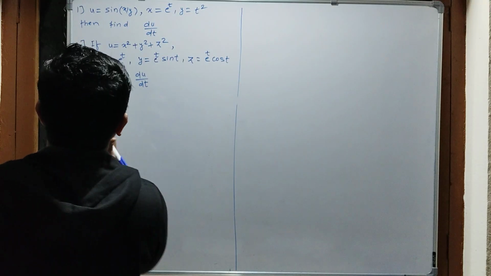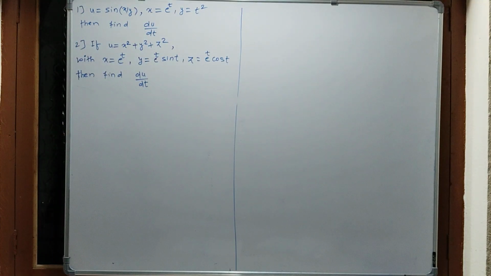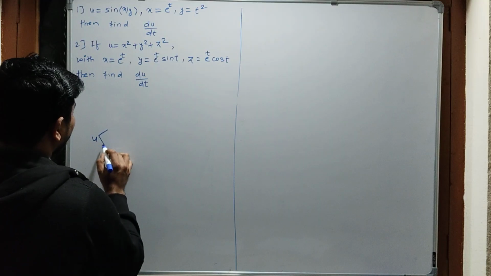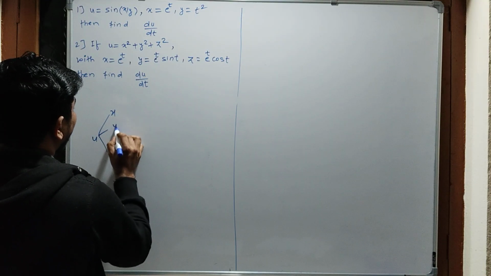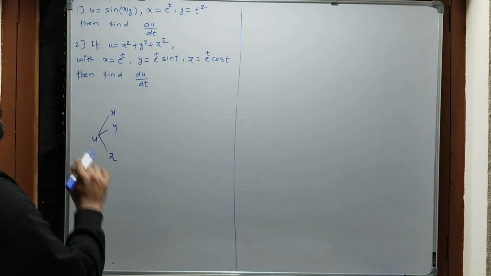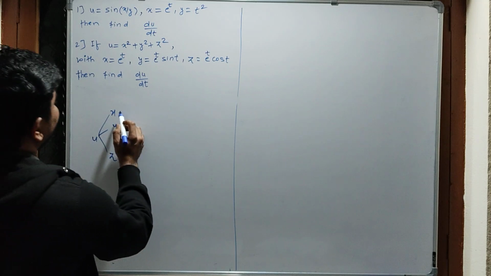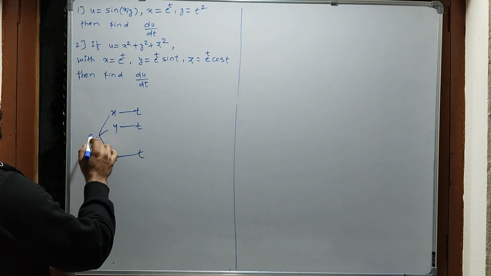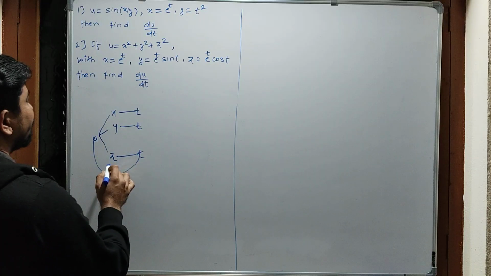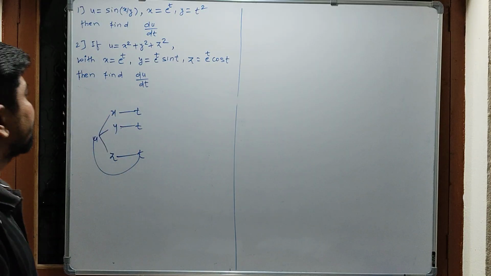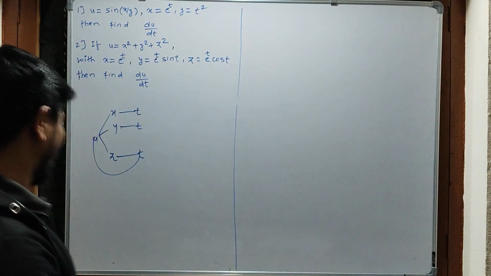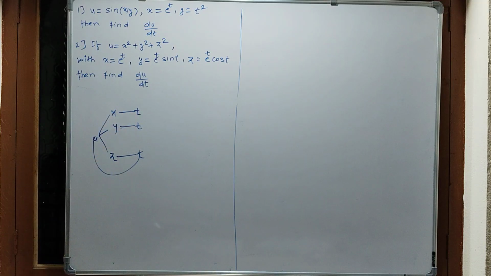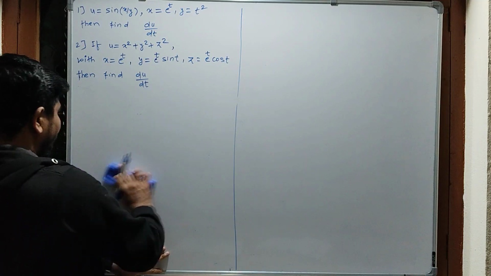Now here, u equals x square plus y square plus z square, so u is a function of three variables x, y and z, and x is a function of the single variable t, y is a function of t, and z is a function of t. So u is a function of t through x, y and z. Therefore we have to find the total derivative of u with respect to t through x, y and z. So how to find it is the following.